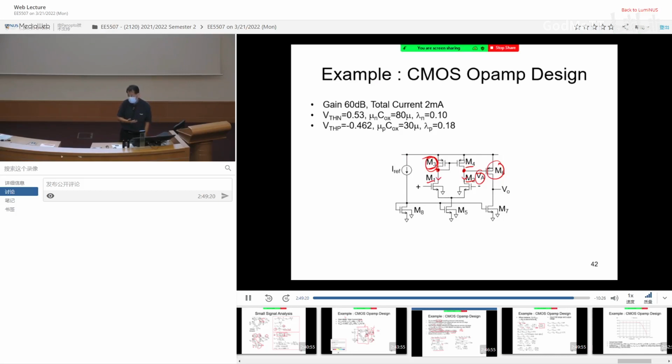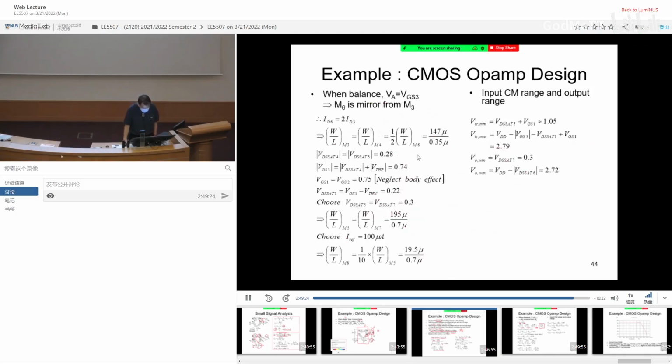Right? M3 is a diode connected transistor. Because of that, you can actually deduce the current. ID6 is actually 2 times ID3. And therefore, M6 should be double of M3, M4. Therefore, M3, M4 is half of M6. And that is how you derive the sizing.